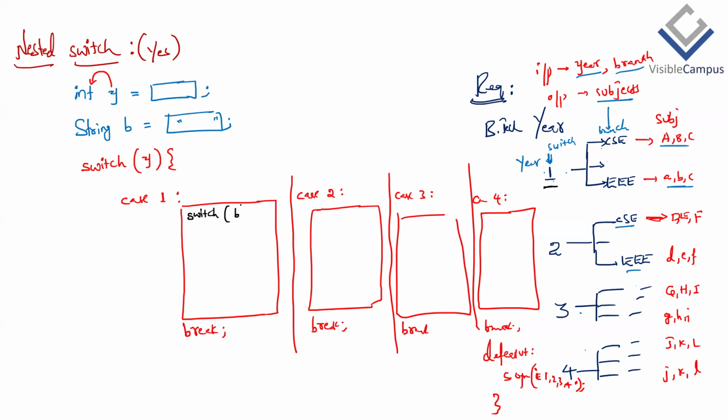Switch B for branch. And the B is which type? String type. Therefore, what are the allowed case labels type? String type only. Then case, say for example, "CSE" in double quotes is the first scenario, colon. Then if it is CSE, what are we supposed to print? ABC. Then System.out.println, the subjects are ABC.